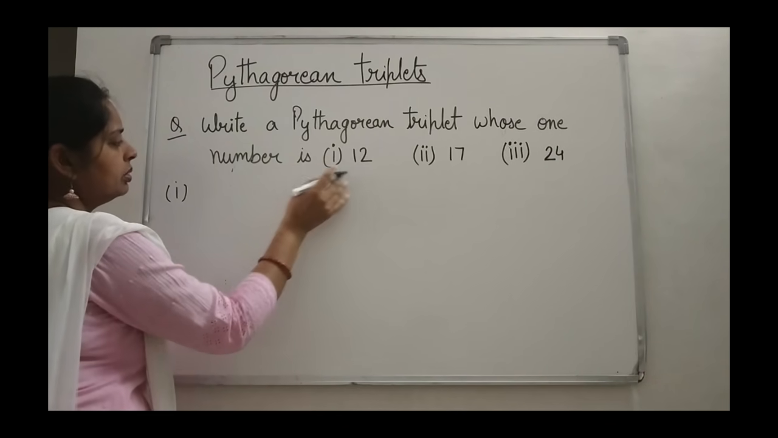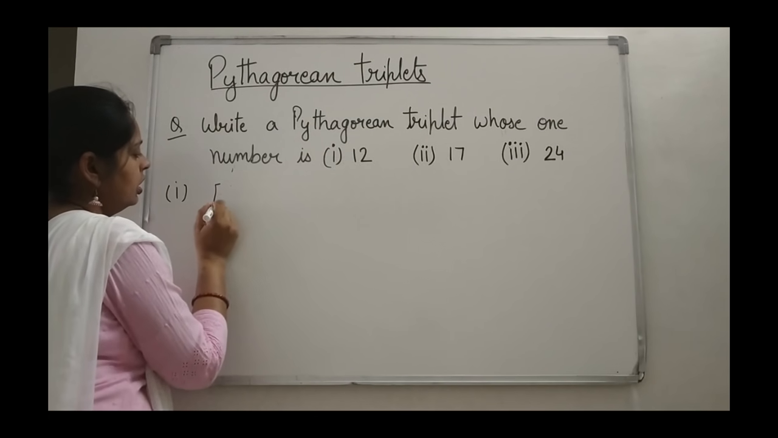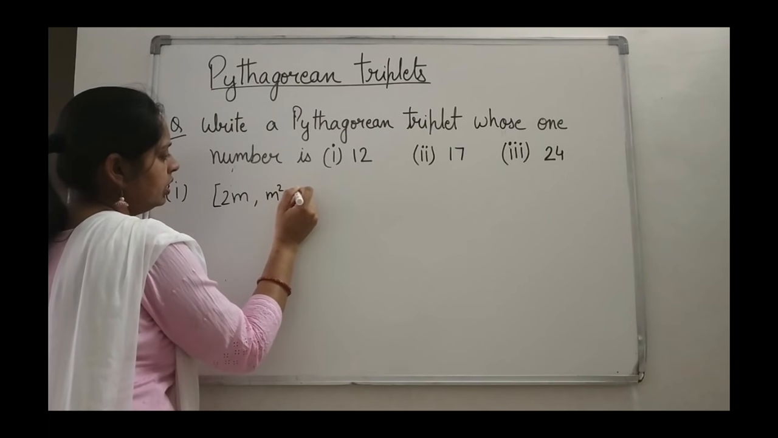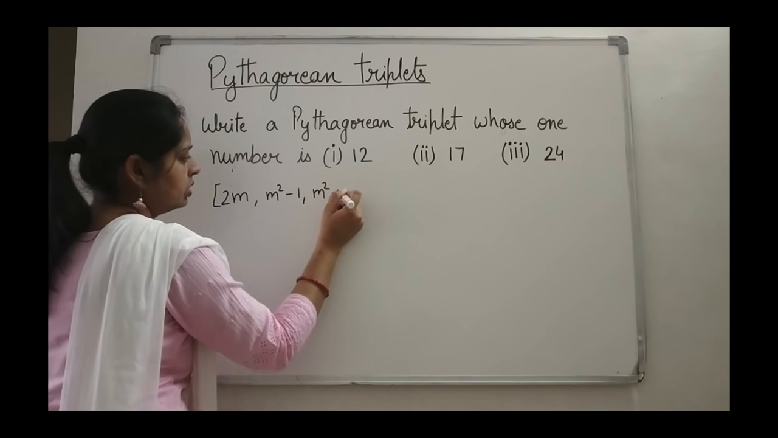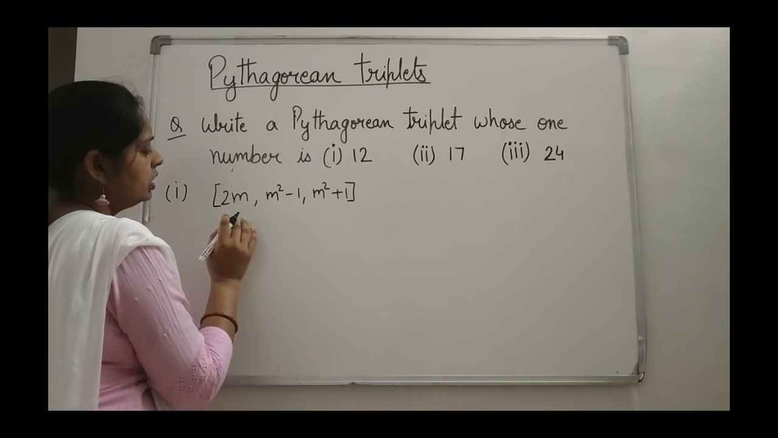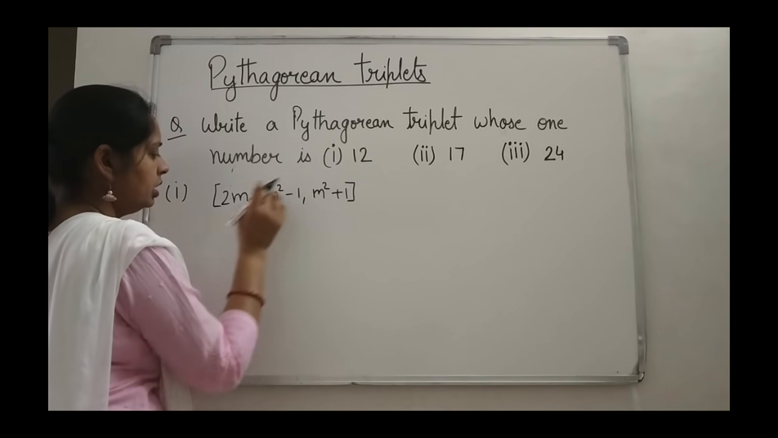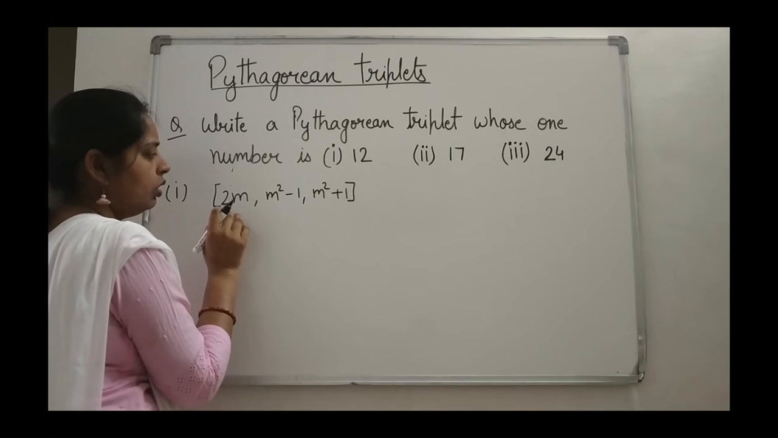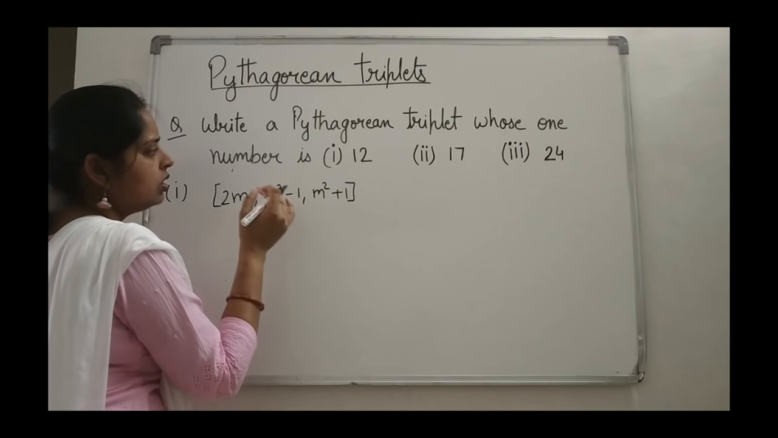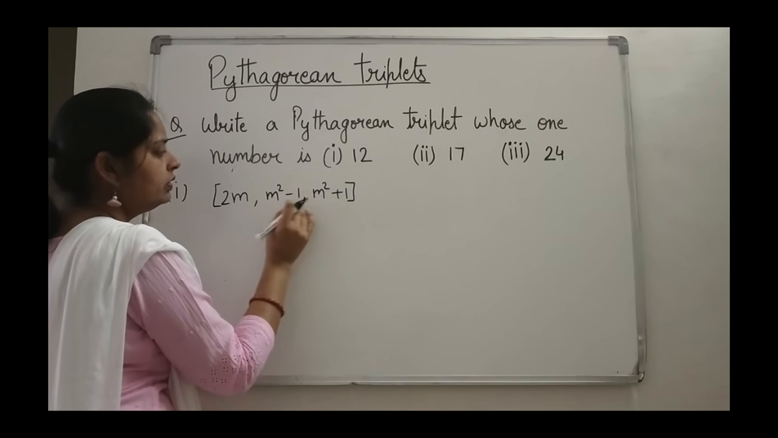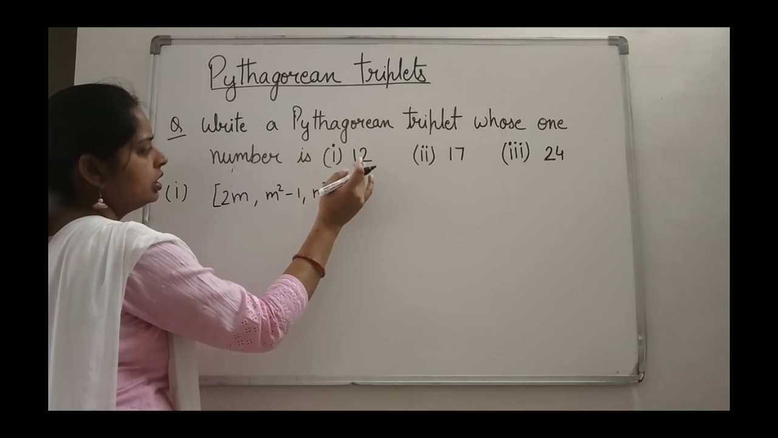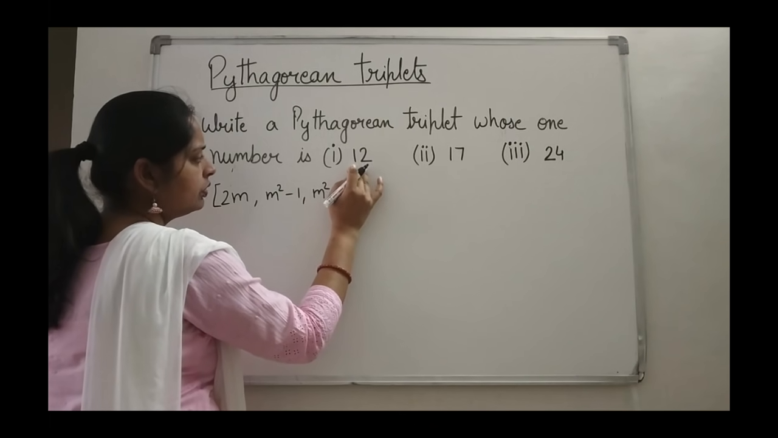See the first part. If one of the numbers is 12, you know the pattern I told you: we have 2m, m square minus 1, m square plus 1. So if I get an even number, we will suppose that number as 2m. Or one more thing: if the even number is the predecessor or successor of a square number, then we will suppose those two terms. Let's see for this, because 12 is not a successor or predecessor of a square number.